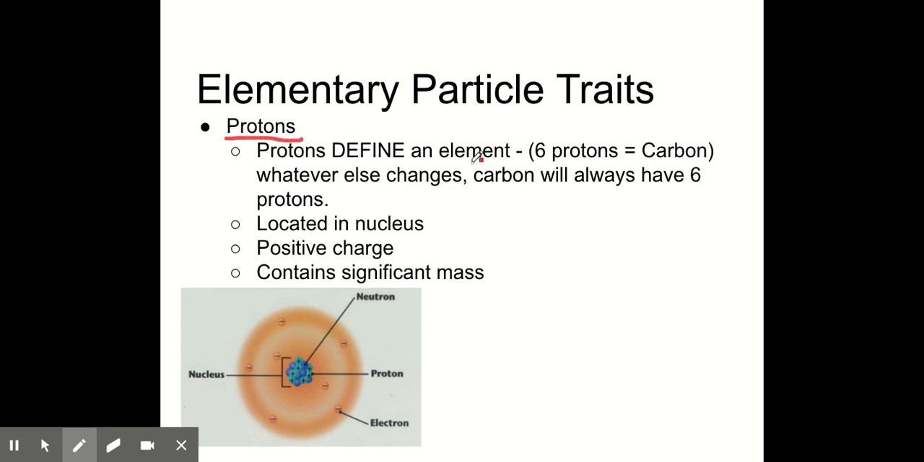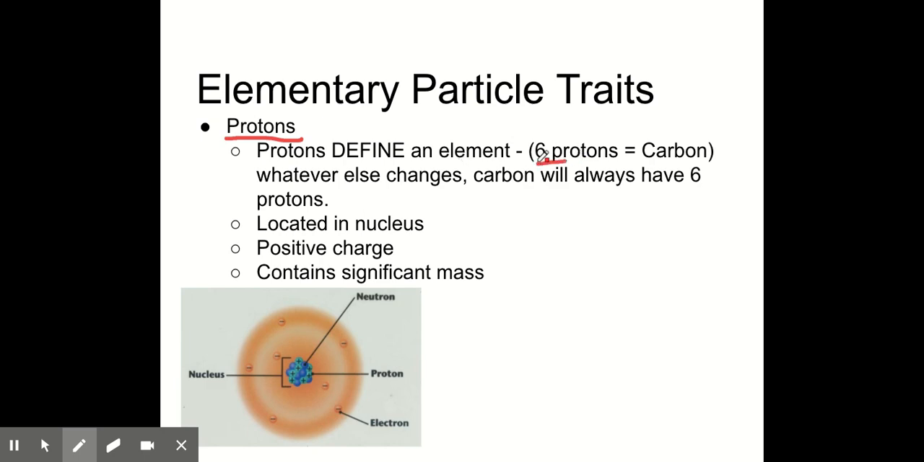This defines what an element is. So this makes an element what it is to be an element. I cannot stress this enough. So this is like you are you are you. This is who you are. You could have different feelings, you could have different behaviors, but you're always you. A proton is what makes an element an element.